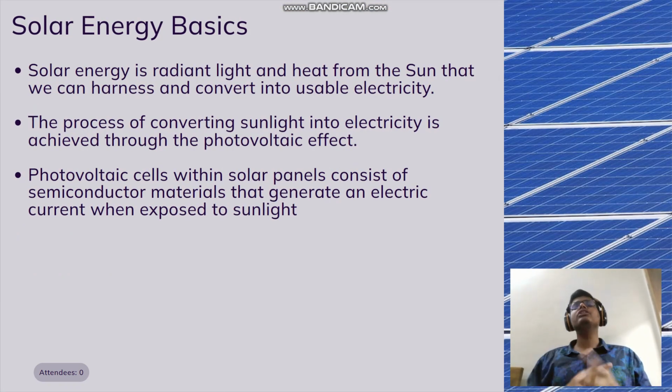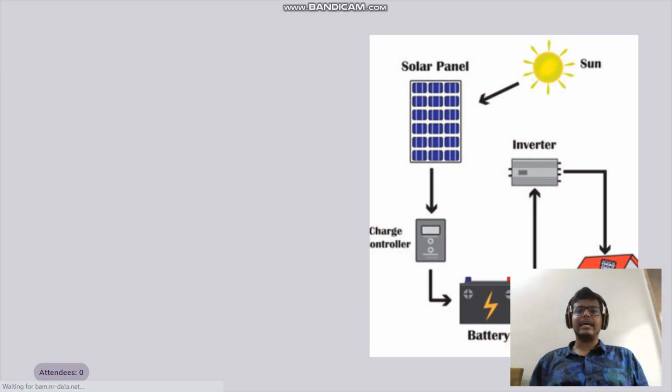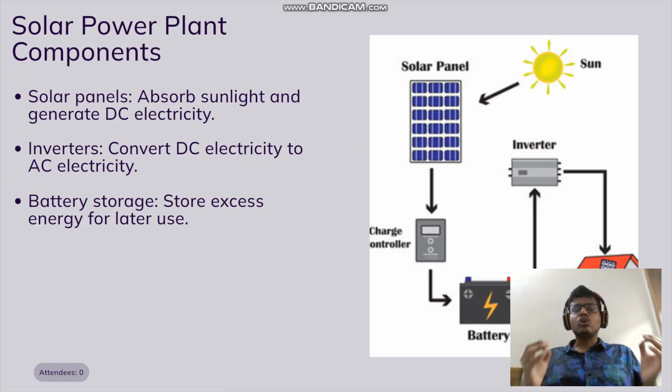Now, before diving deep into the solar power plant, let's first understand the basics of solar energy. Solar energy is the radiant energy, or basically the heat energy from the sun, that we can harness and convert into electricity. This is done using the photovoltaic effect. Photovoltaic cells are installed within the solar panel, which consist of semiconductor material that generates an electric current when exposed to sunlight.